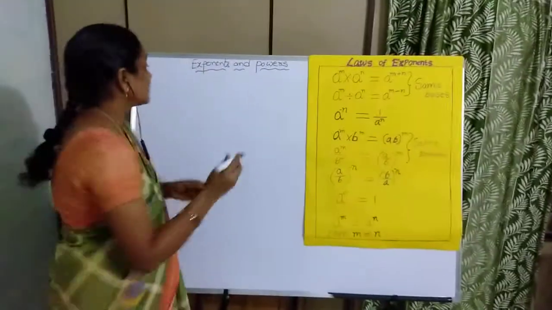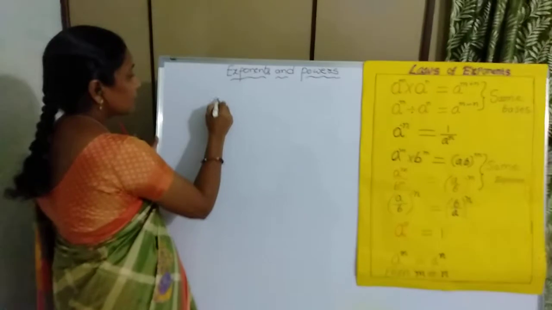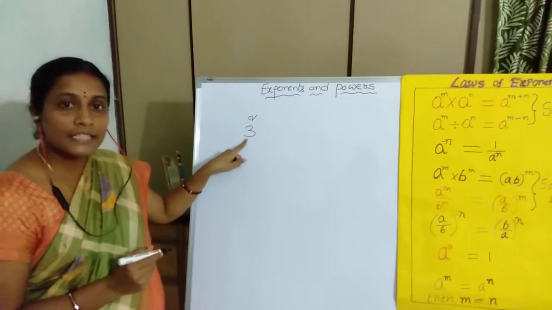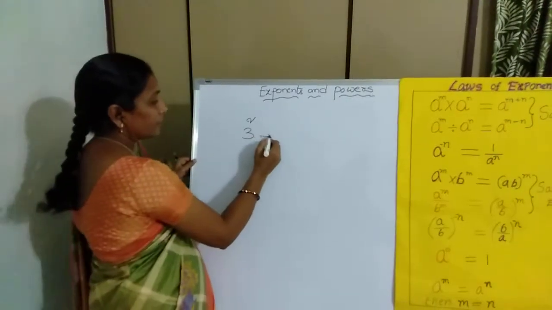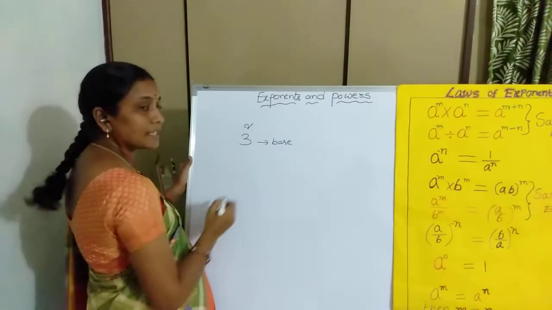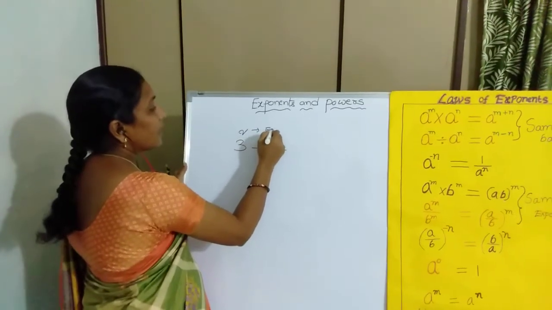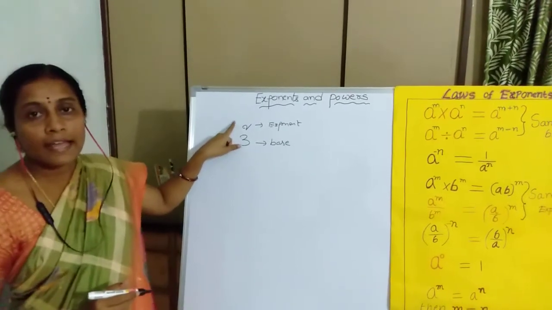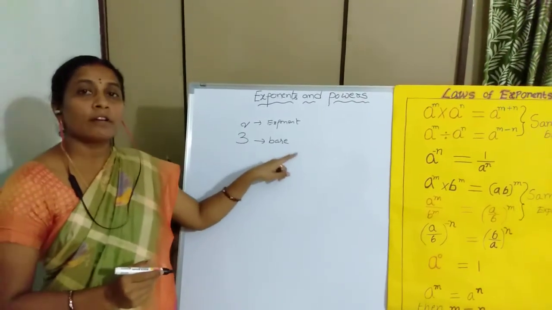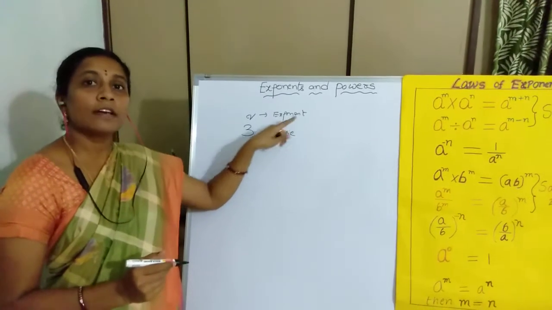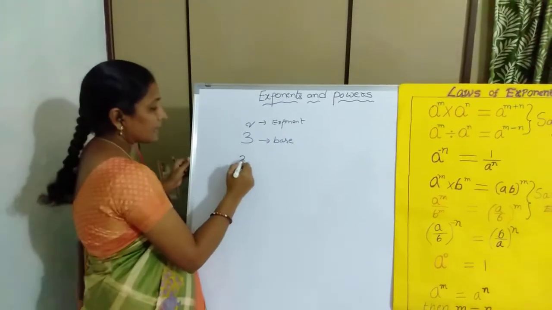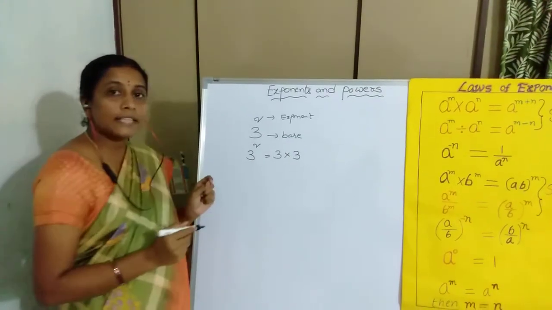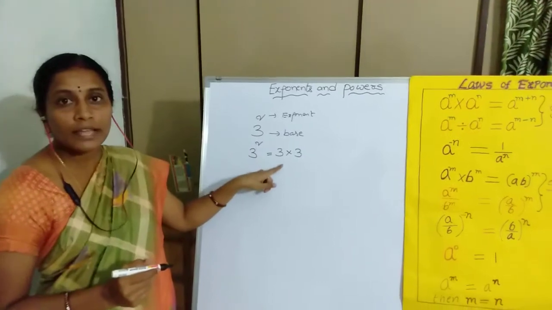So here is 3 to the power 2. In 3 to the power 2, what is the base here? The base is 3, and 2 is called the exponent. It is read as 3 is raised to the power 2, or 3 to the power 2. It can be expressed as 3 multiplied by itself 2 times. This is called the exponential form.